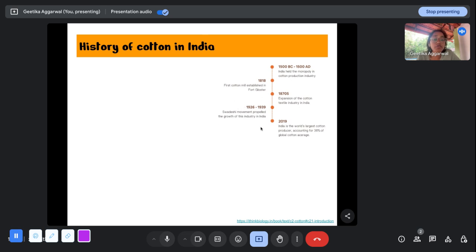Then around the time just before independence, the Swadeshi movement happened, and it propelled the growth of this industry in India.